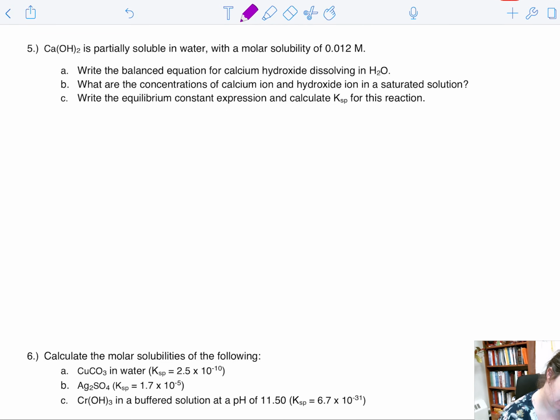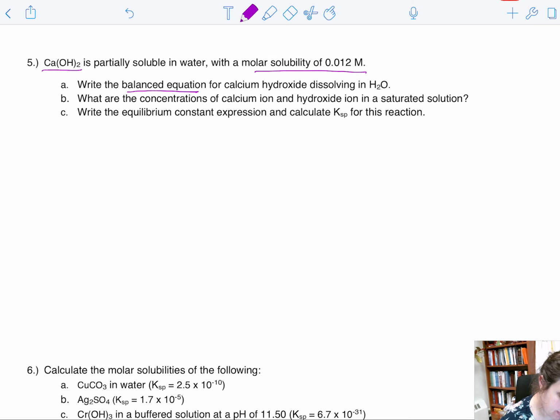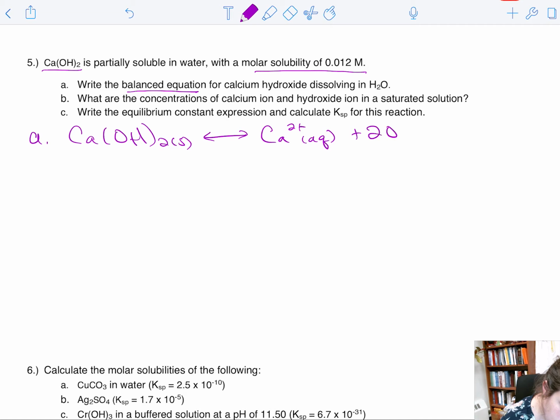Okay. Let's try the next one. We have calcium hydroxide, which has a molar solubility of 0.012 molar. We want to first write our balanced equation. We've been doing this the entire time, but I'm going to put this into water. As it breaks down in water, you don't need to add the water into here. That is our expression.